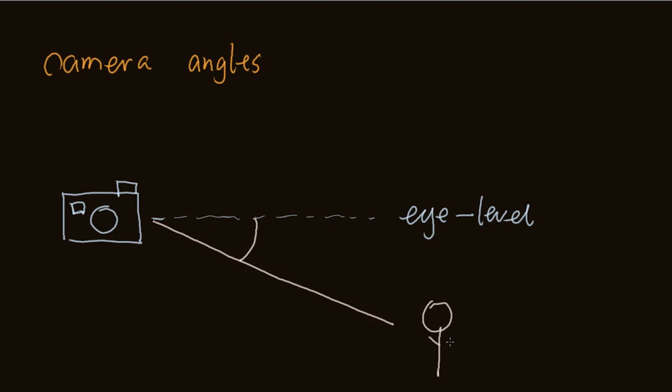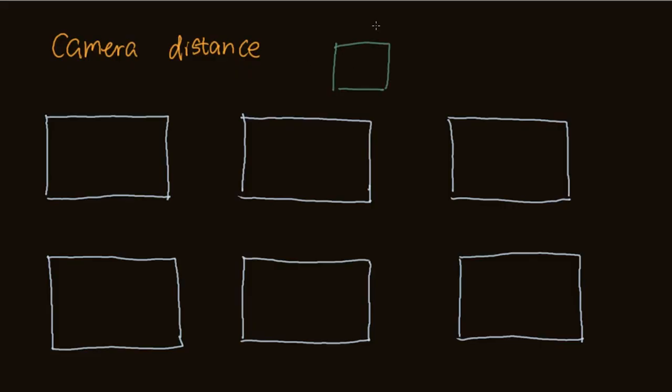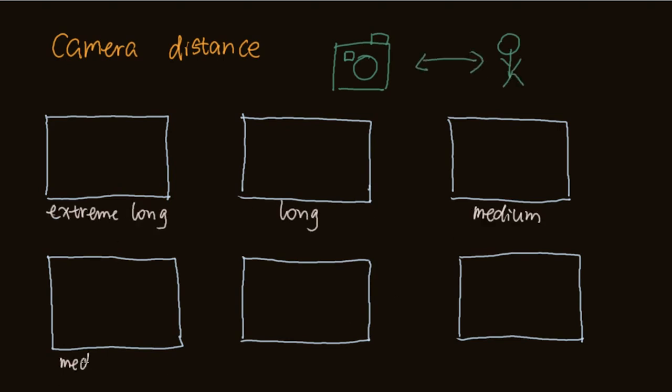High angle shot means the camera looks at the action from above, and on the contrary, low angle shots refers to the camera looks up at the action. Camera distance helps to show the distance between camera and the human body, from extreme long shot to extreme close-up shot. What audiences can see on screen becomes more and more detailed.